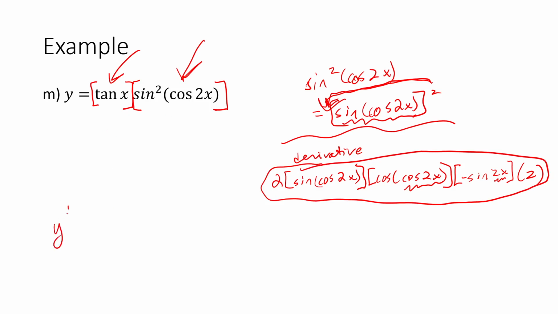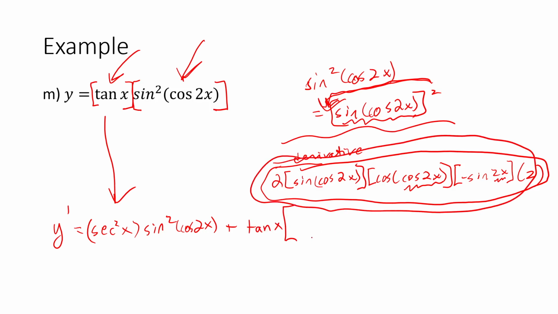So if we were to do that overall derivative that you see here, we would have derivative of the first, which we now know is secant squared x from earlier in this video, times the second, which is sine squared cos of 2x, leave it alone, plus the first, which is tan x, times derivative of the second, which is this whole long circled expression right here. 2 times the sine of cos 2x times the cos of cos 2x times negative sine 2x times 2. And then we can simplify that.